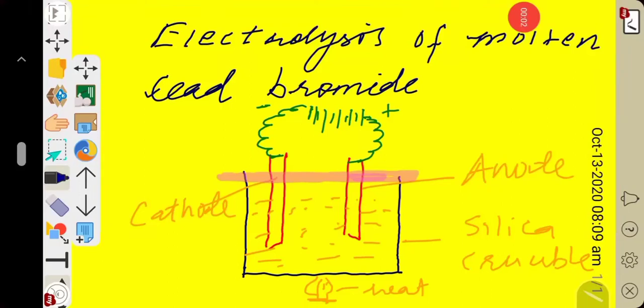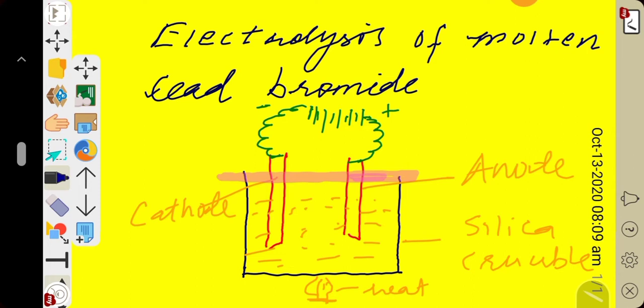Hello children, good morning. Today we will discuss the electrolysis of molten lead bromide. In the previous video, I told you all the terminology related to the chapter on electrolysis. Now let us start some examples of electrolysis, and the first one is the electrolysis of molten lead bromide. How does the electrolysis of lead bromide take place?